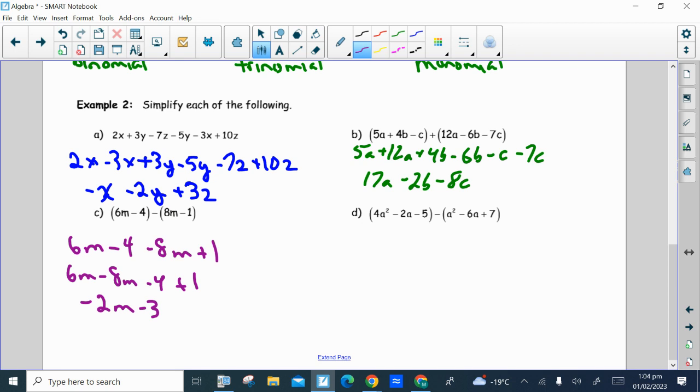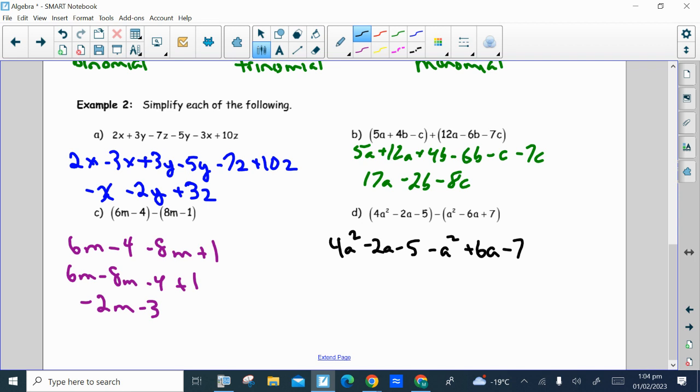So there's our simplified expression. For question D, there's no sign in front of the first bracket, which means it's a positive. And when you remove the brackets, nothing changes. But in front of the second bracket, there's a negative. That will change all the signs inside that bracket.